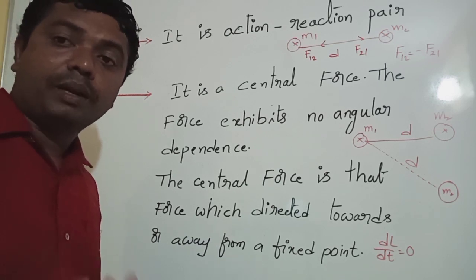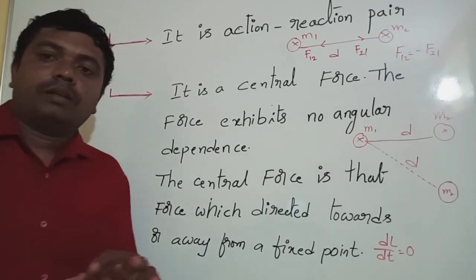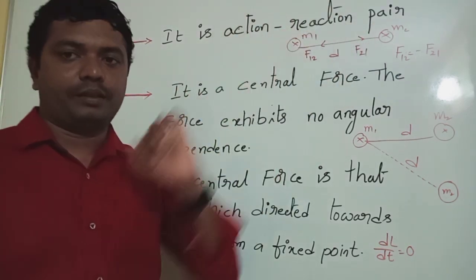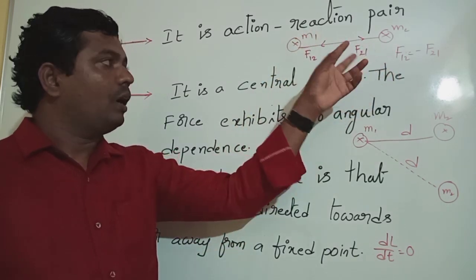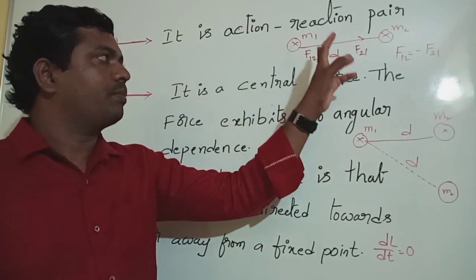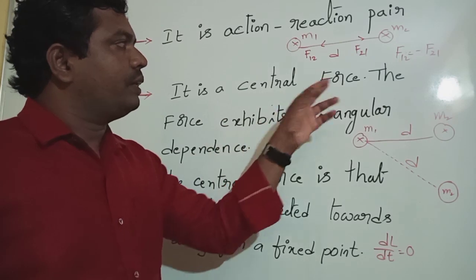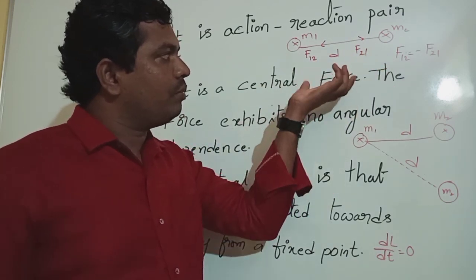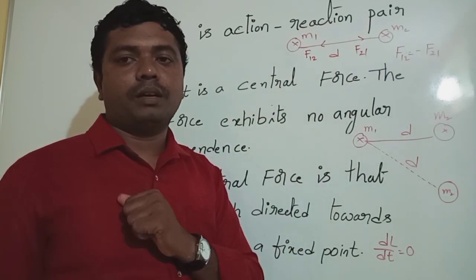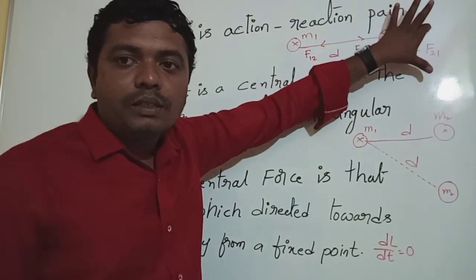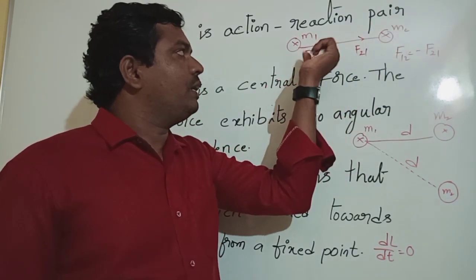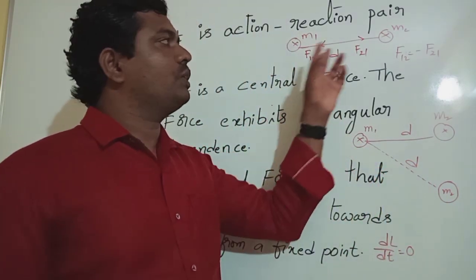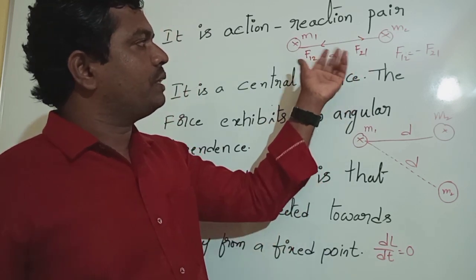Now we are going to discuss another characteristic of the gravitational force: it forms an action and reaction pair. Let us consider two masses m1 and m2, separated by a distance d. Due to one body, the other experiences F12, and the other body also experiences F21. These two forces are equal and opposite in direction. F12 is equal to minus F21. That means one constitutes the action, the other the reaction. The total sum of the force acting upon the system is equal to 0, because action and reaction are the two forces experienced by the two masses.